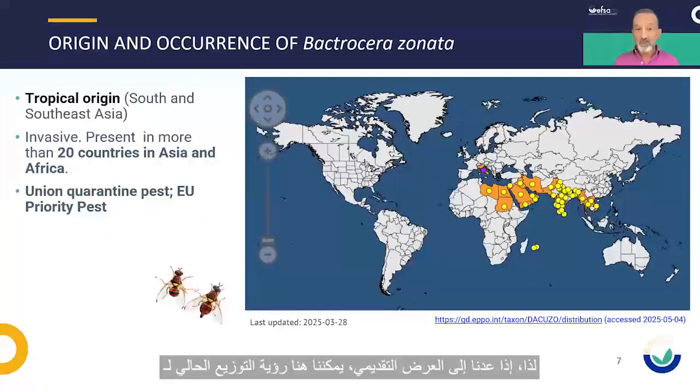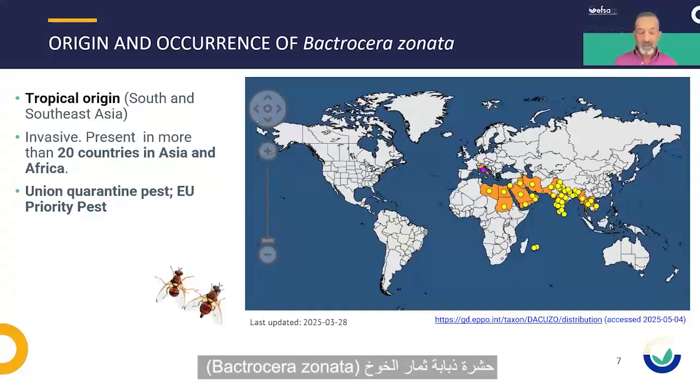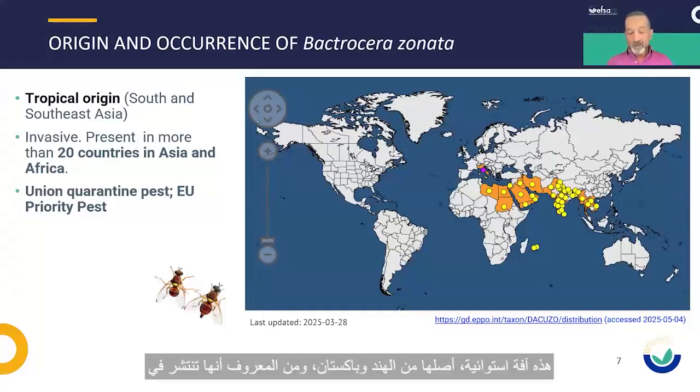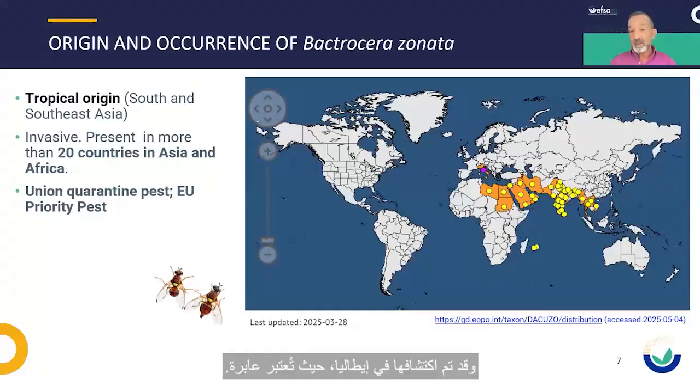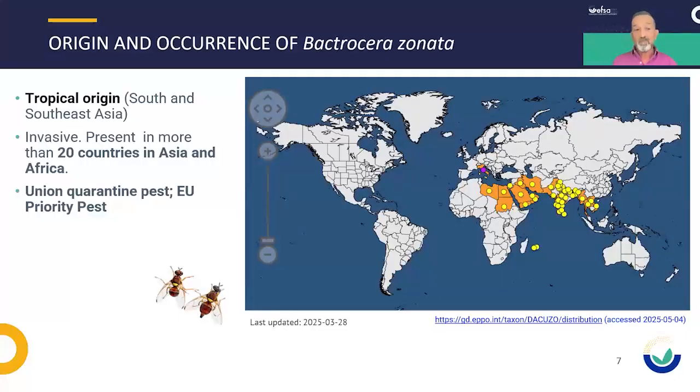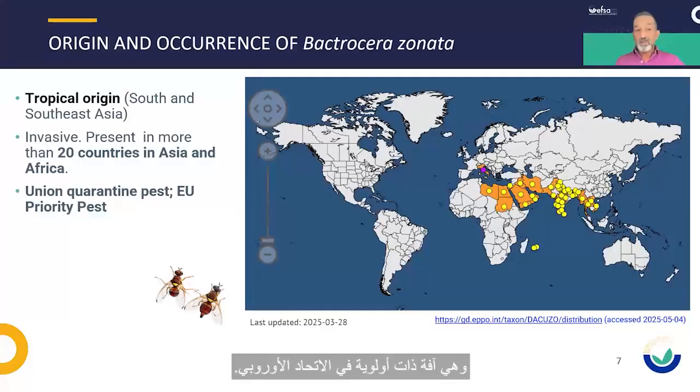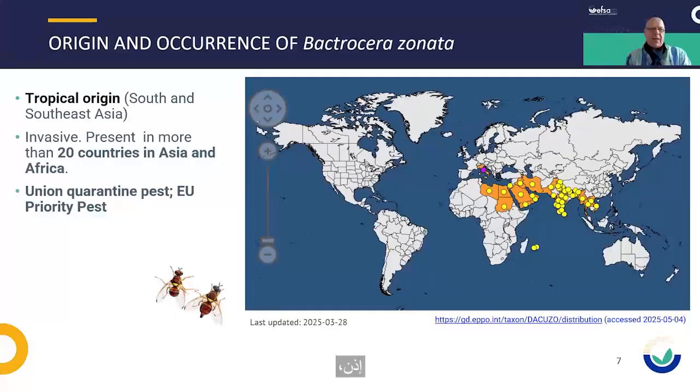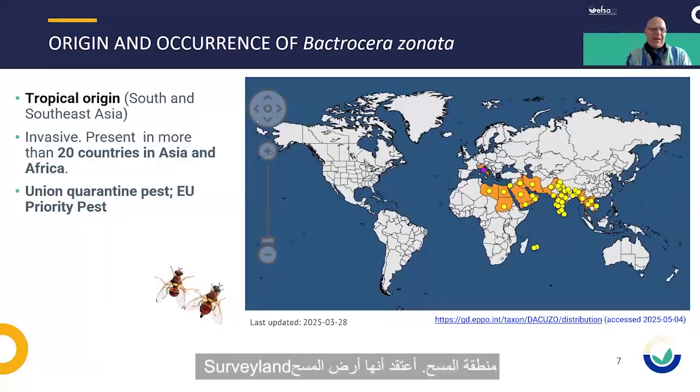So we go back to the presentation. Here we can see the current distribution of Bactrocera zonata. This is a tropical pest, originally from India and Pakistan, but known to occur in more than 20 countries in Asia, basically, but also in Africa. And it has been detected in Italy, where it is considered transient and under eradication. This is a quarantine pest, and it's an EU priority pest. Okay. Then we need to specify the survey area.